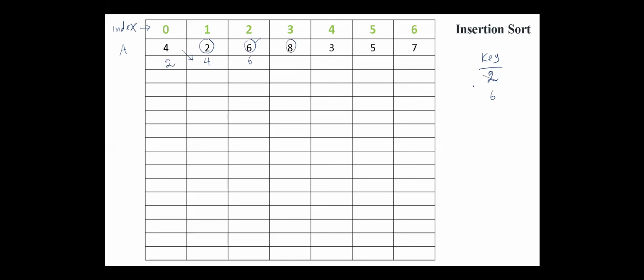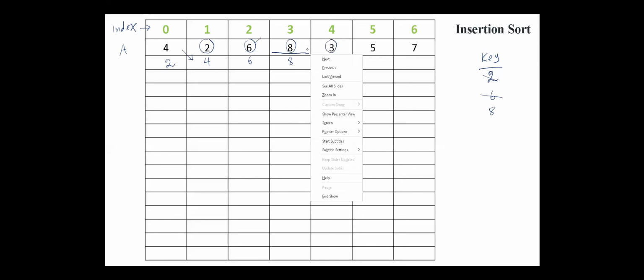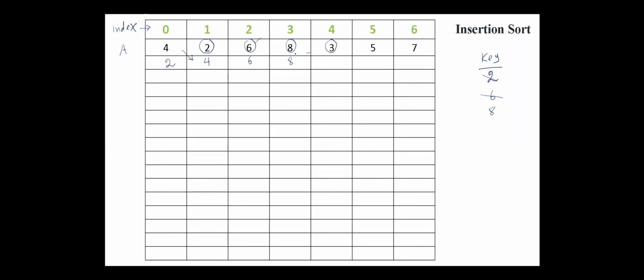Next, 8. Again, we copy it to key and compare the key value with 6. Since 8 is greater than 6, nothing is changed. The next element under consideration is 3. Do you see that the part of the array before 3 is sorted? And our task now is to insert 3 in its correct position.